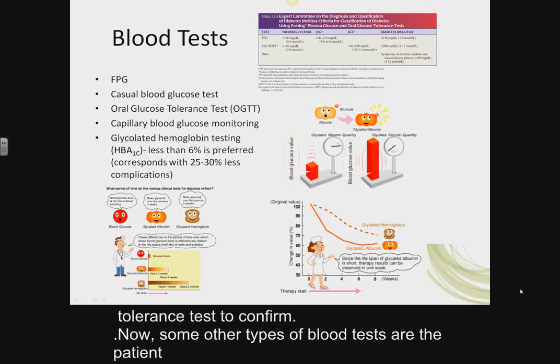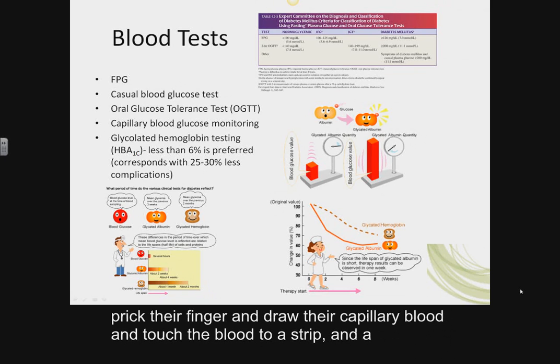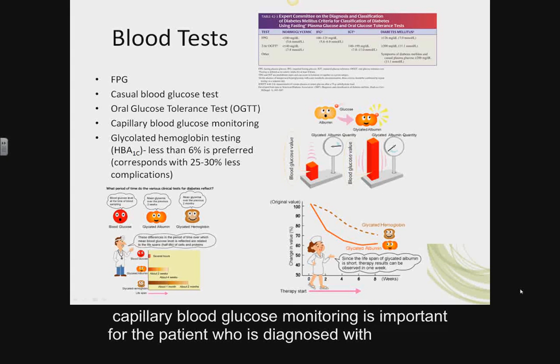Some other types of blood tests are the patient monitoring their own blood glucose levels through a glucometer, of course, where they basically prick their finger and draw their capillary blood and touch the blood to a paper strip, and a glucometer will tell them how many milligrams of glucose they have per deciliter of whole blood. Capillary blood glucose monitoring is important for the patient who is diagnosed with diabetes. They need to know from moment to moment what their blood glucose levels are like.